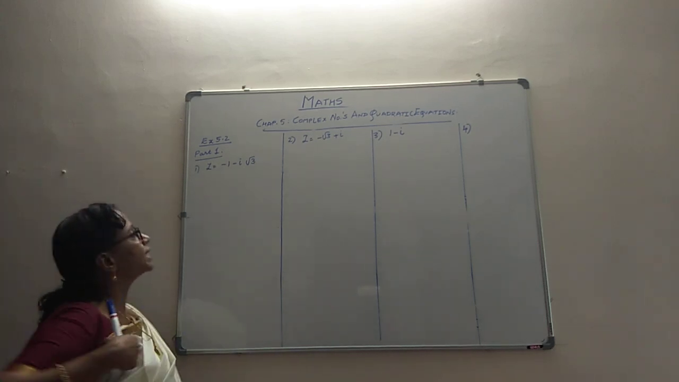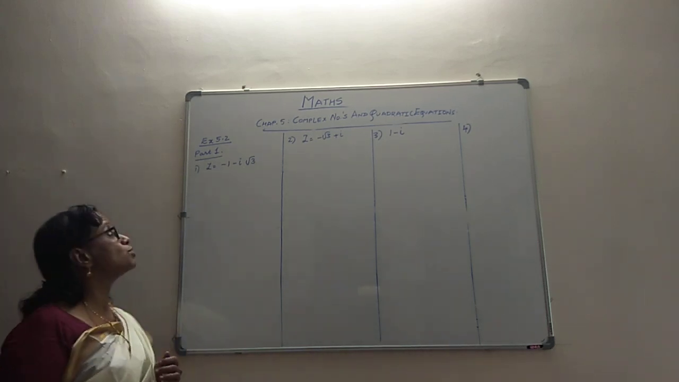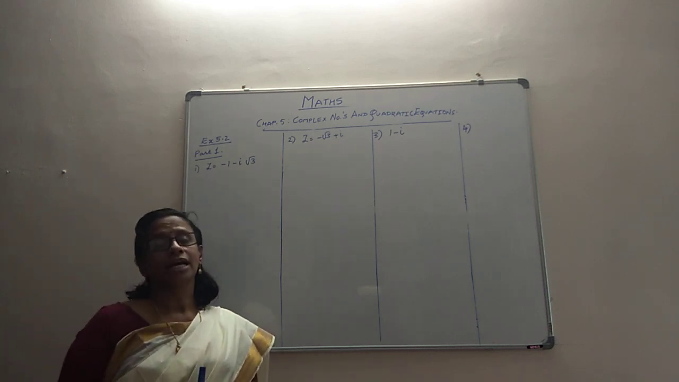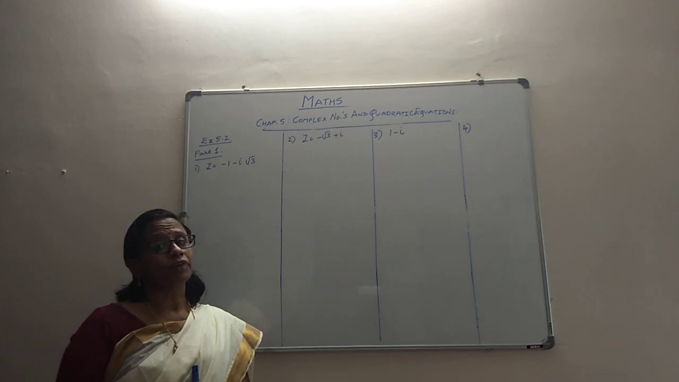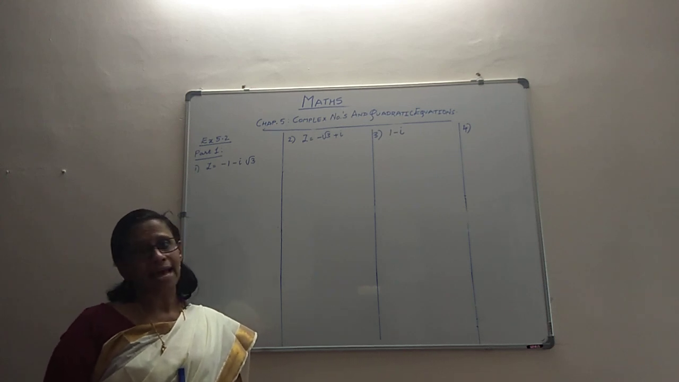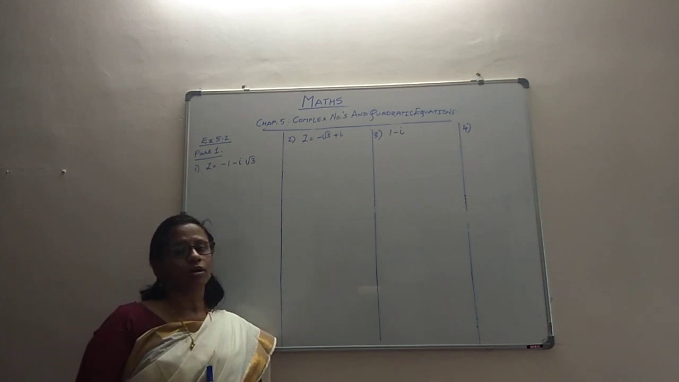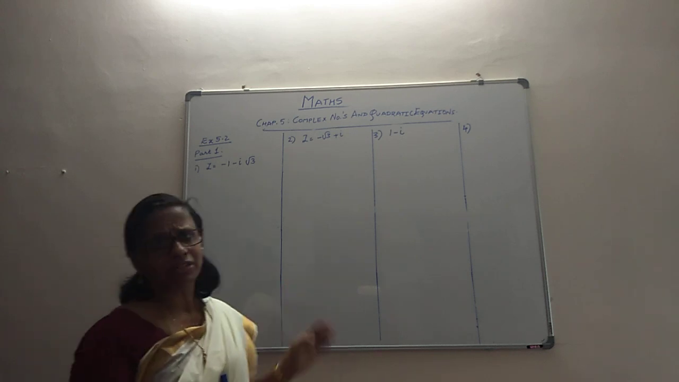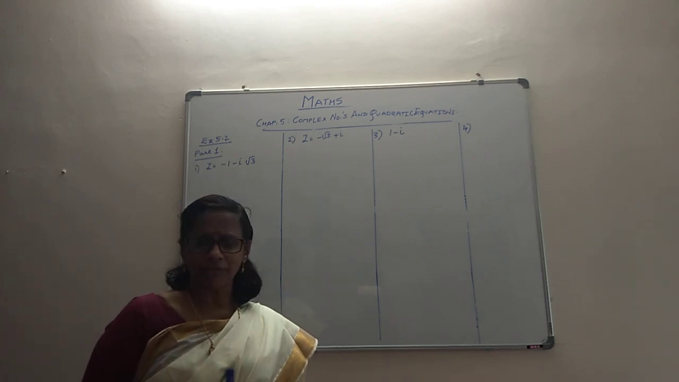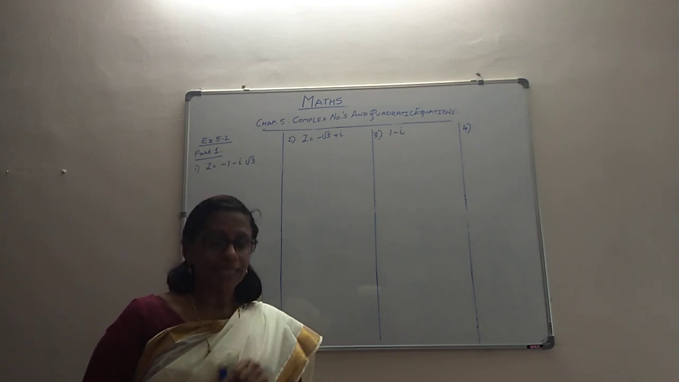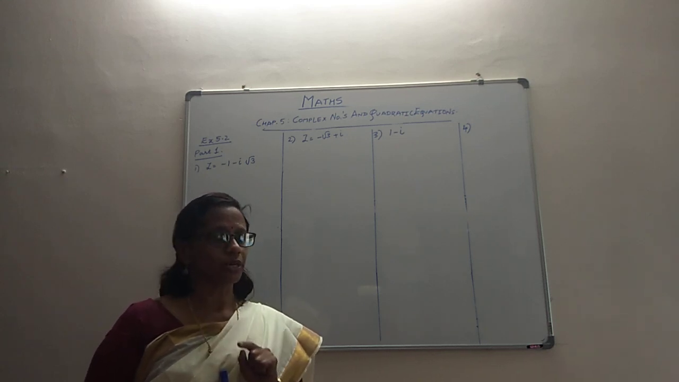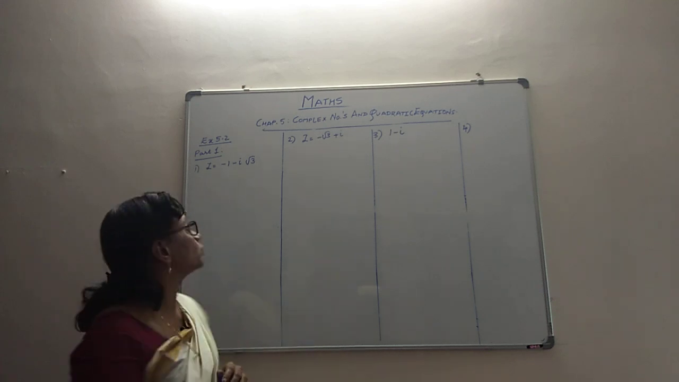Hello folks, we take exercise 5.2 now, and this is part 1. In the first two problems, we have to find the modulus and the argument. We saw modulus in the multiplicative inverse, like x squared plus y squared. R, which is the modulus, is given by the root of x squared plus y squared. So let's directly do this.